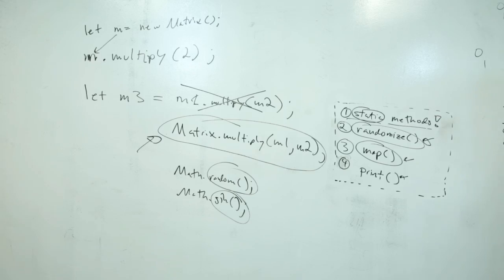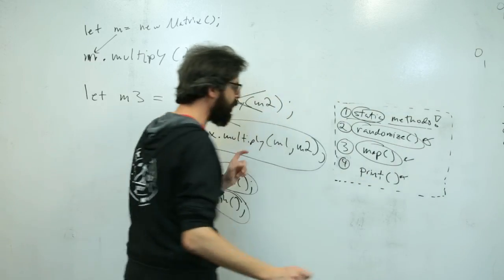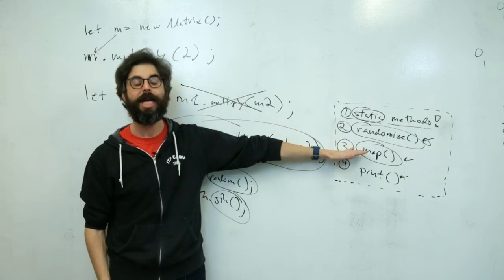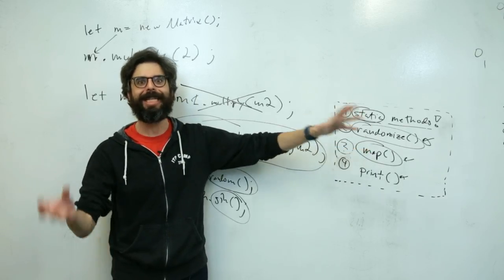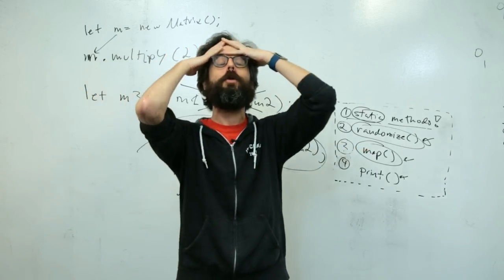So the last thing that I need to do in this particular video is create a map function. That's going to be a function that takes any generic function as an argument.